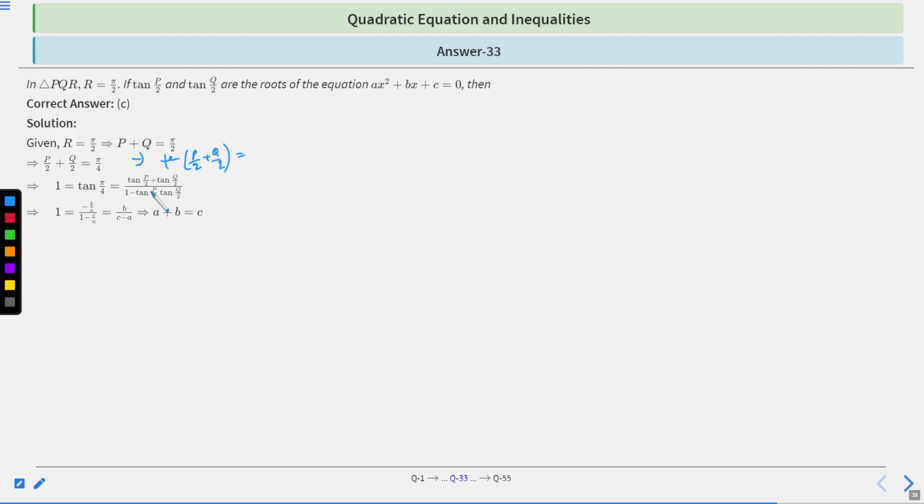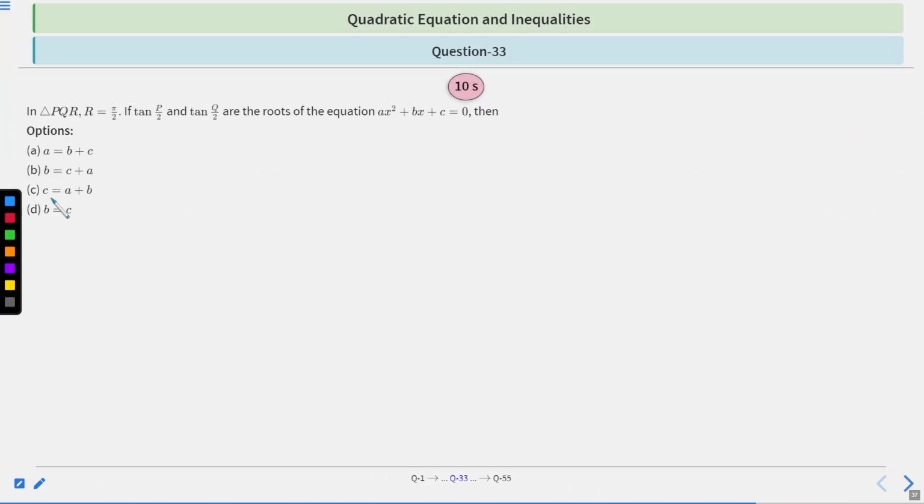Now, tan of P by 2 plus Q by 2 can be broken as tan P by 2 plus tan Q by 2 upon 1 minus tan P by 2 into tan Q by 2. Clear? Now sum of roots we know minus b by a, and product of roots tan P by 2 into tan Q by 2 we know c by a. By putting this we get a plus b is equal to c. So I think option C is the right choice.